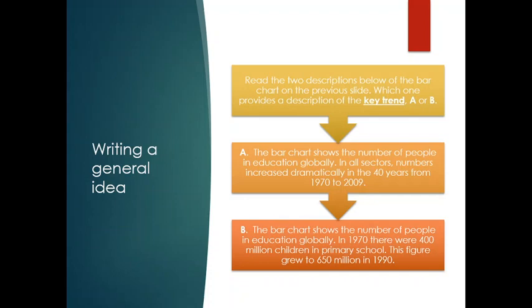Okay, it's letter A. Actually, when we are talking about the general idea for trend, the general idea is showing the key trend. All right, so here you see it's showing the key trend, increased dramatically, whereas in B, what does it show? It's showing us the exact numbers. It's not the key trend. It's not the general idea. It's showing the specific information.